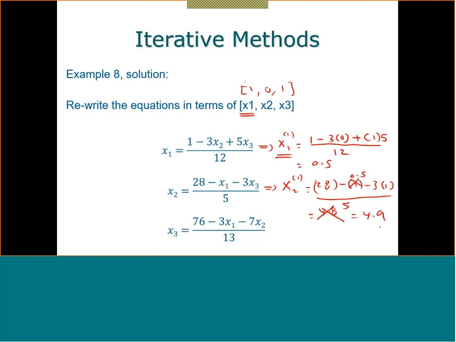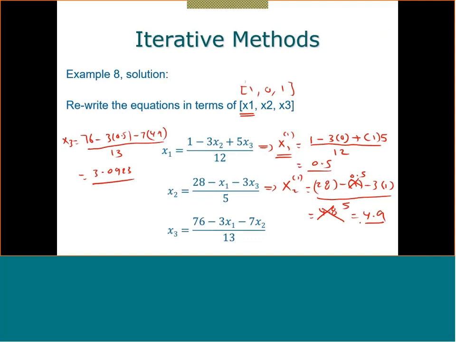Okay. Finally, my x3 equals 76 minus 3x1. Now let's stick to Gauss-Seidel, since we know now what Jacobi is. We'll use the most updated value, which is 0.5, minus 7 times x2. Again, x2 has two values, 0 and 4.9. I will use the most updated value, divided by 13. And this will give me the value of 3.0923. If I use 5 significant digits, these are the values I will have.